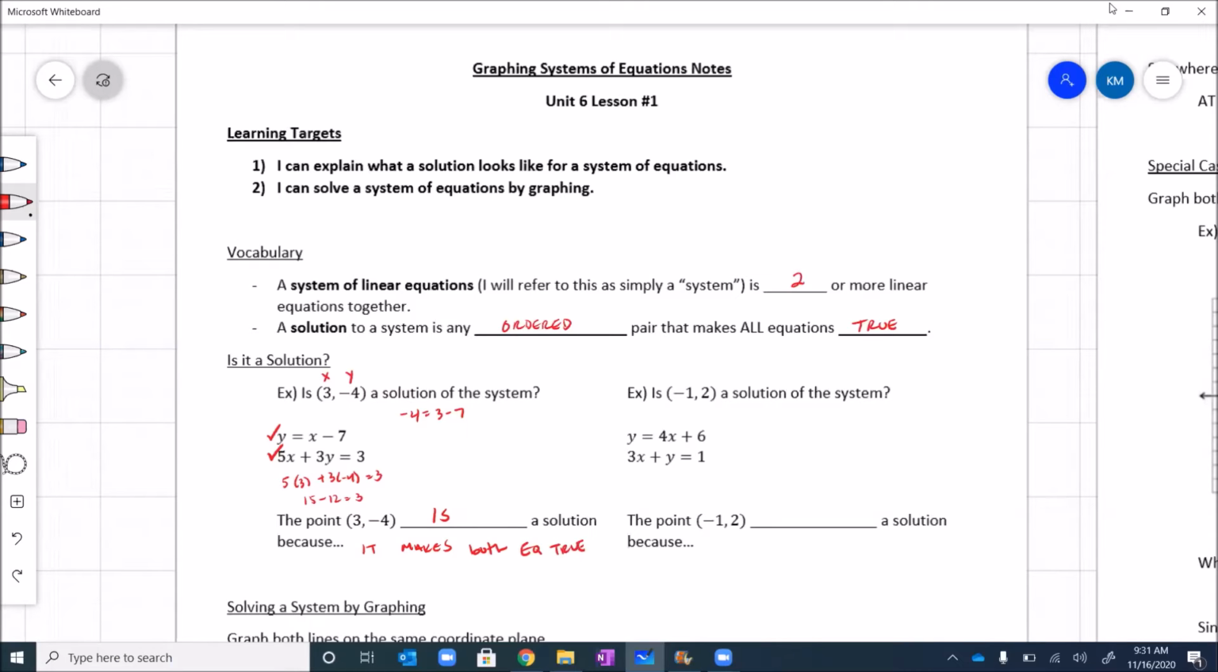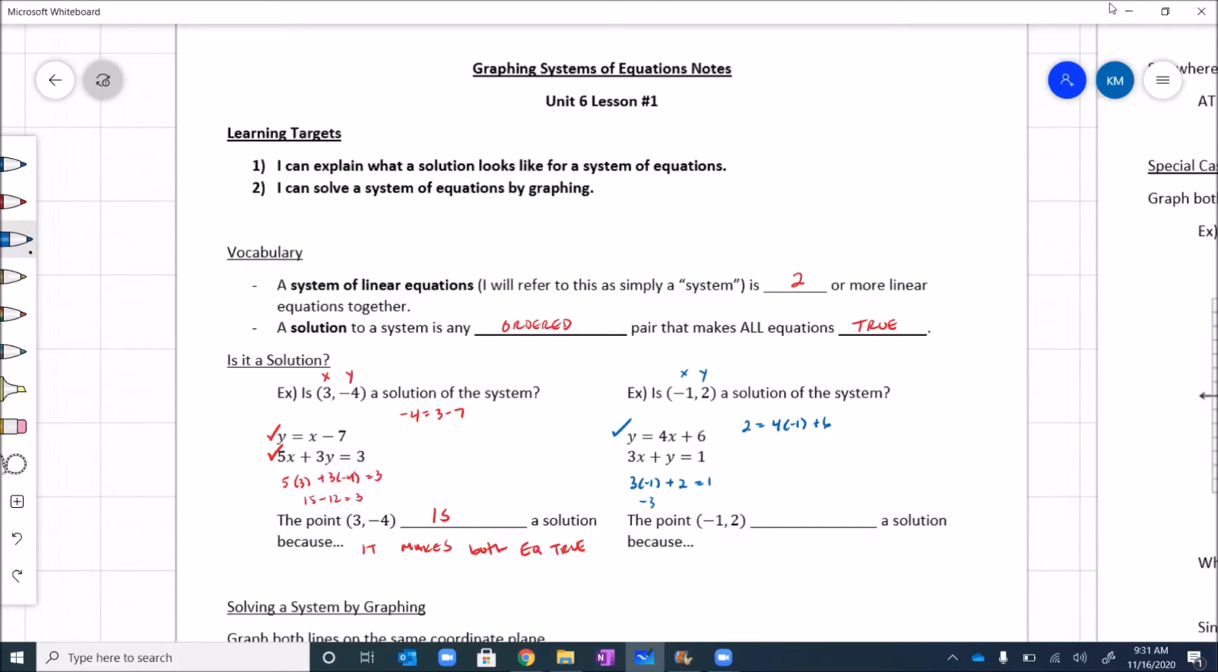All right. Second one, it says, is (-1, 2) a solution to the system? So we'll do the same thing, just making sure that we plug our values where they belong. 2 equals 4 times -1 plus 6. And that's -4 plus 6, which is 2. Works out great.